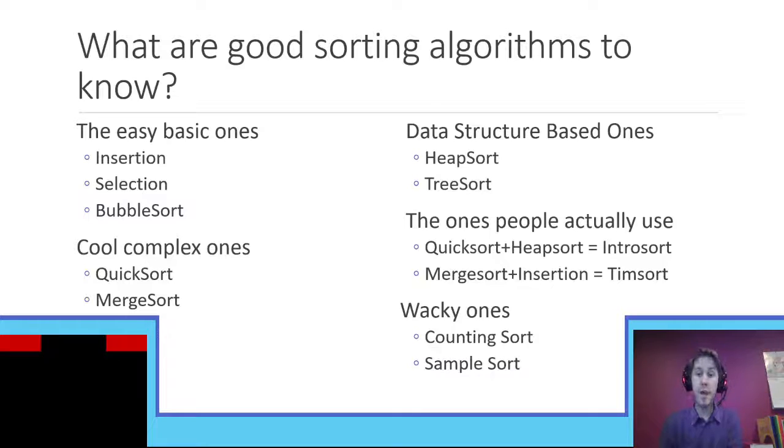You should also definitely know about the ones that people actually use, which are often hybrid sorts. For instance, intro sort uses the recursive quicksort algorithm until it gets to small subsets. Then it switches over to heap sort. Timsort does the same idea, going from merge sort down to insertion sort. Python actually uses timsort, as does Java, while C++ uses intro sort.